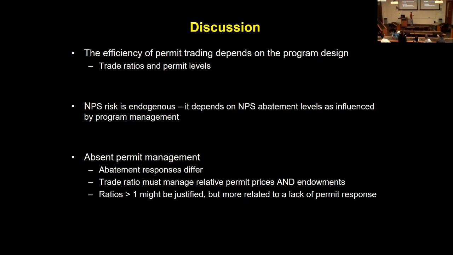Trade ratio has to do with multiple choices, and these ratios greater than one might be justified, but are more related to this lack of a permit response and the fact that we have way too many permits out there.